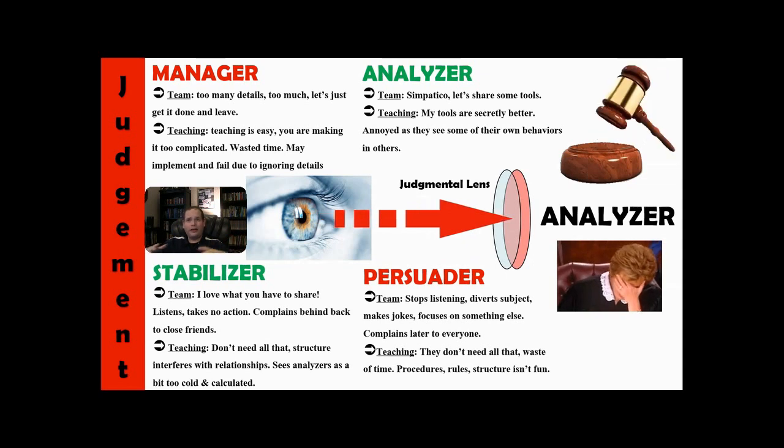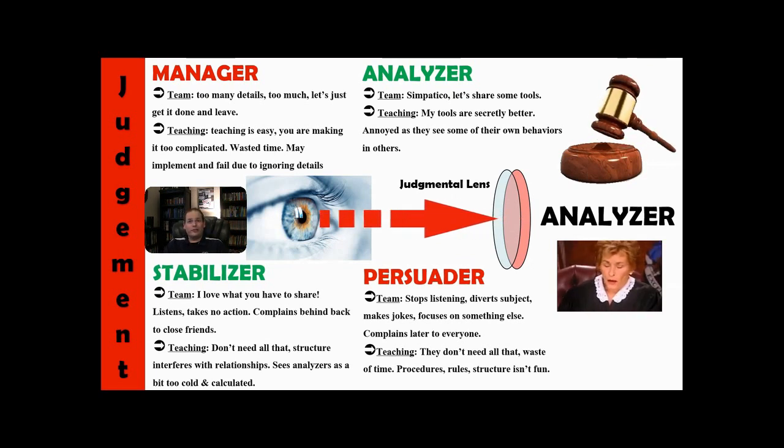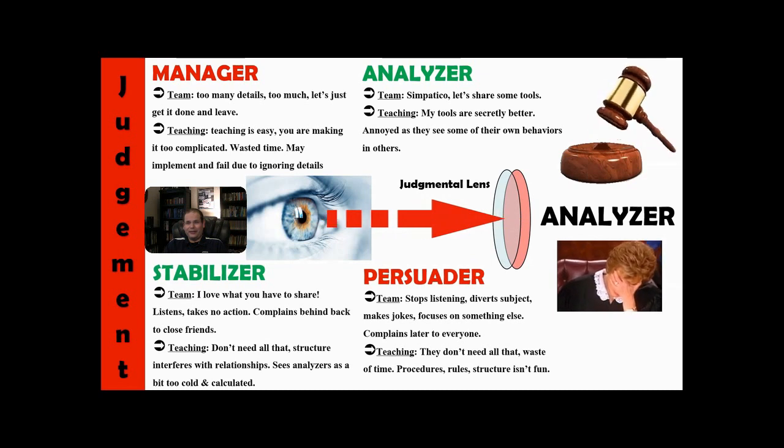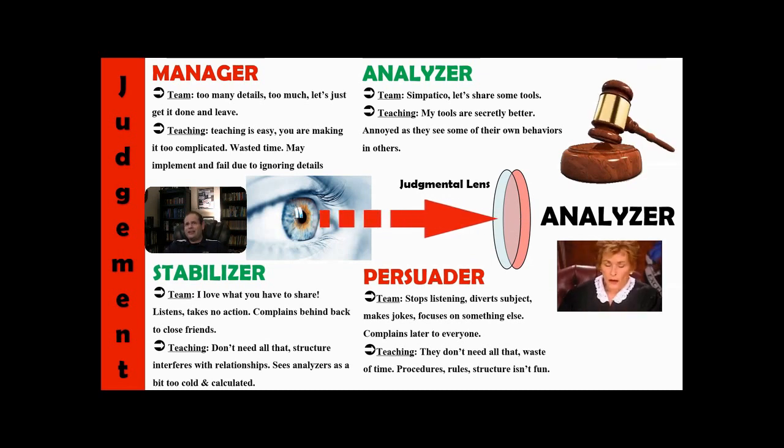Persuaders tend to bring in other work and things they have to do so they don't have to sit and listen to someone for so long. So they tend to focus on something else, and then later on they're going to go complain to everyone that you wouldn't stop talking, right? Now in a classroom, this is a big deal. Persuaders tend to neglect the structures and the tools that they need in their classroom. They think, I don't need it, it's a waste of time, I'm just going to entertain kids. And as a result, that fun turns into kind of a mess. Anyways, that's the judgment lens.